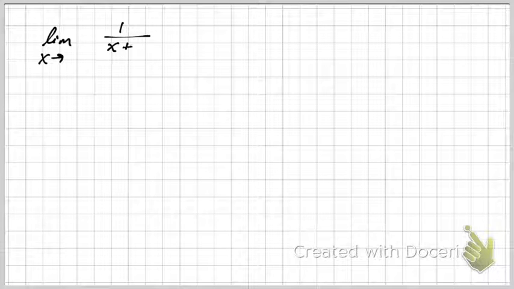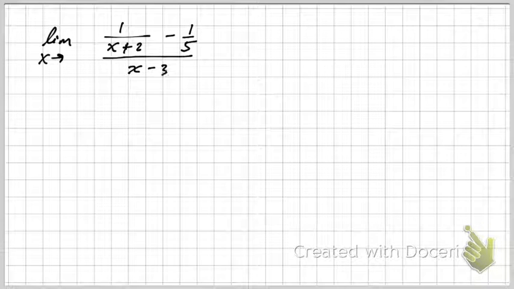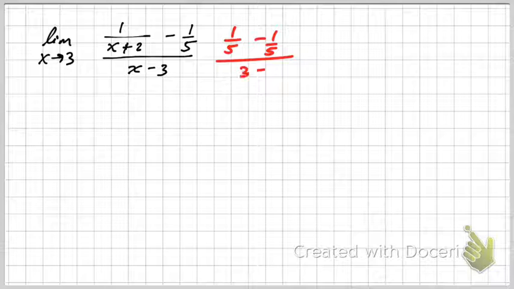So let's create one. Let's do the limit as x approaches 3, how about 1 over x plus 2 minus 1/5, all over x minus 3. If I put a 3 in, would I have 1/5 minus 1/5 on top? One more time, if I put in a 3, would I have 0 over 0?